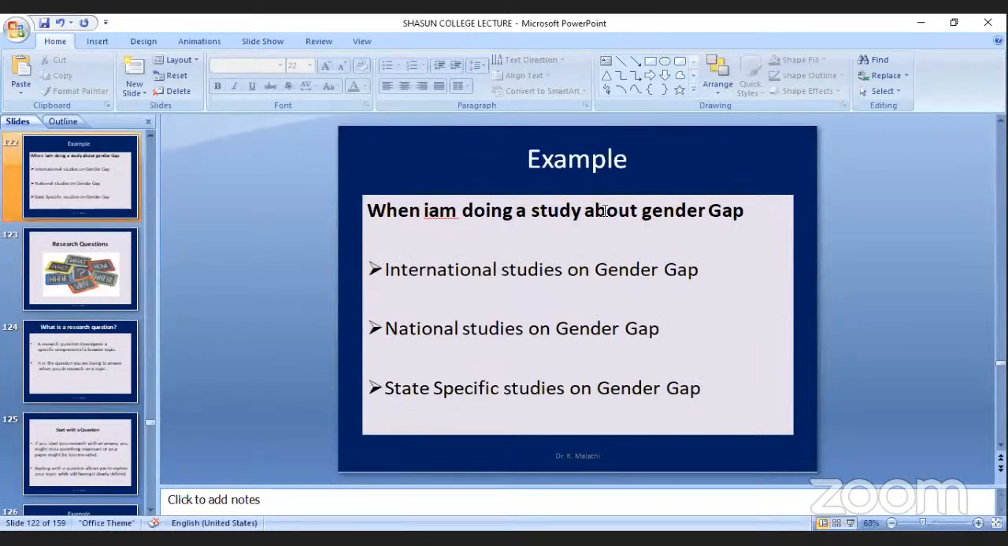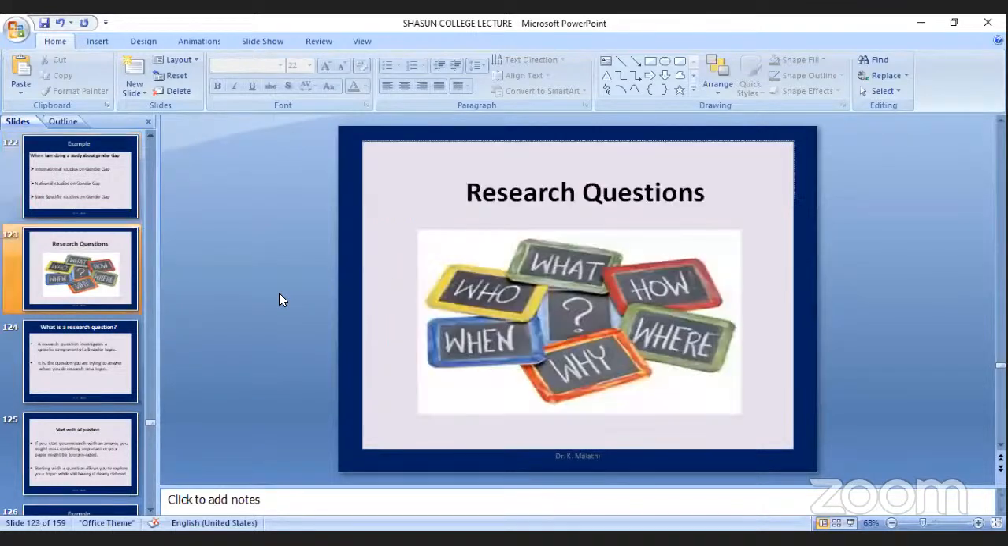When I did my study on gender gap, I classified it as international studies on gender gap, national studies on gender gap, and state-specific studies on gender gap. So this is an example.